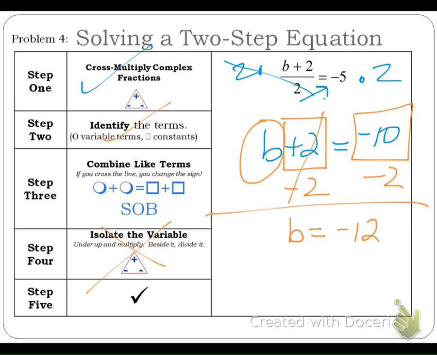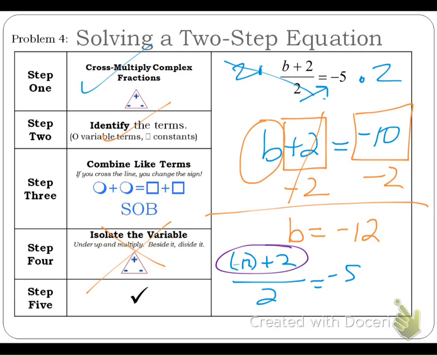So finally, I need to check my answer. And so to check it, now this is going to be a little bit more complex because it's a complex fraction. I have b, but instead of b I'm going to write a set of parentheses, plus 2 all over 2 is equal to negative 5. This is what the original equation said. Then I'm going to plug in the negative 12 that I just got into the parentheses and simplify the expression that's on the left-hand side.